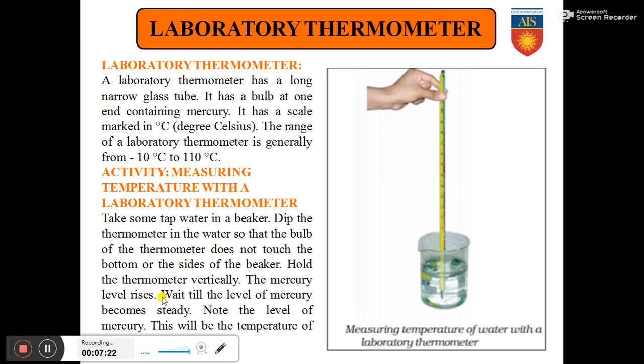The mercury level you will soon see it will rise. So the mercury level will start rising, recording the temperature. We will have to wait till the level of mercury becomes steady. Steady means it becomes fixed. Now the level of mercury will be noted, and this will be the temperature of your water sample.